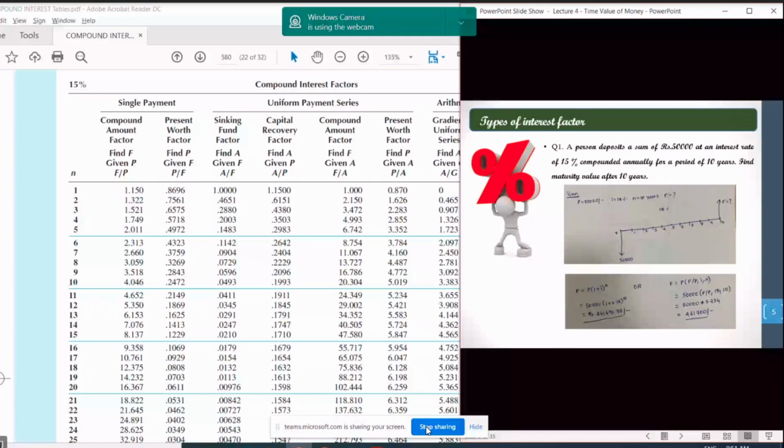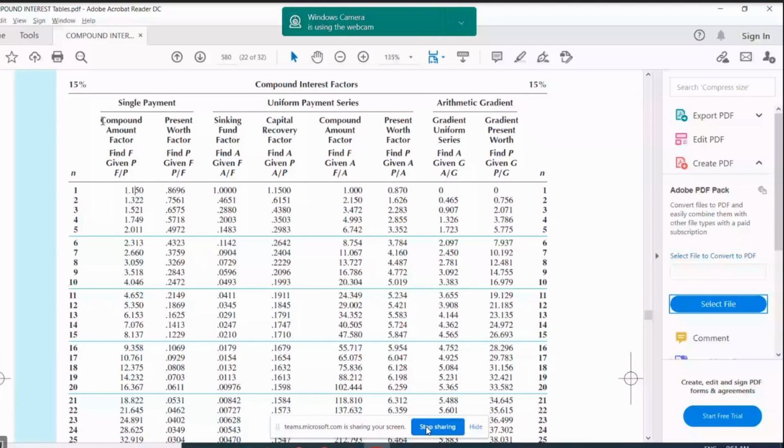So that is F, where P, the principal deposit or the principal amount, is given. The value which is already given in the question will be written in the denominator. So here also F by P, F is what we calculate. You can see the column that has been written compound amount factor. Find F given P, that is F divided by P. Students, can you see that column? Not the first column, the second column. The first column is n, the second column is F by P.